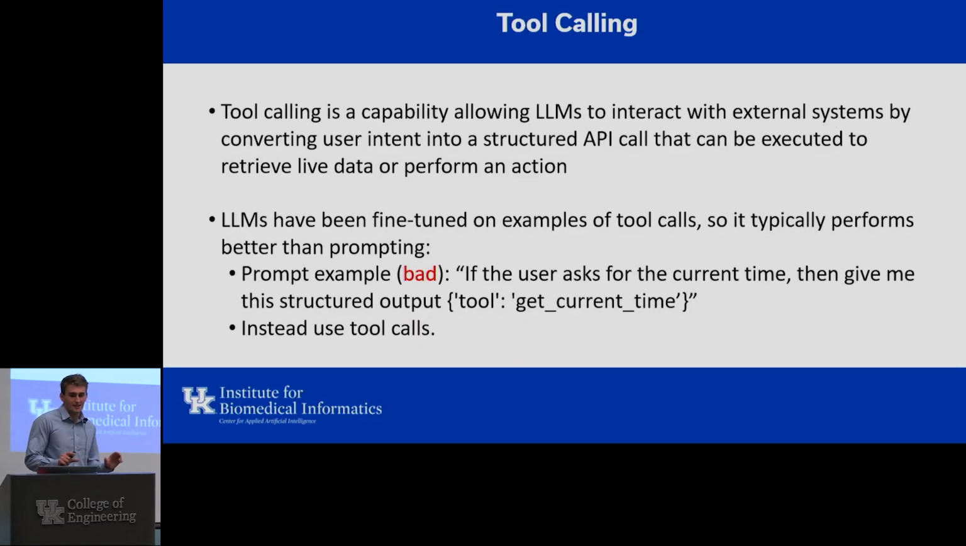So you can tell it in your prompt to say, if the user asks for the current time, then give this structured output, and then have a manual check. If you receive that output, return the time instead of the LLM's response. So this way of doing it does not scale well. As soon as you have several tools or several parameters in these tools, it's going to break down and not perform very well.